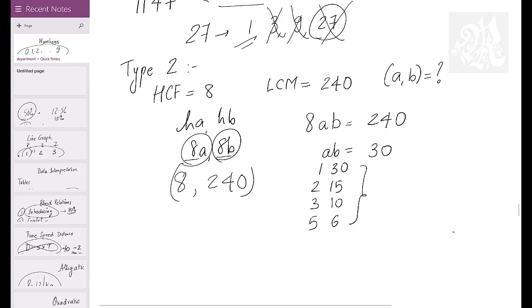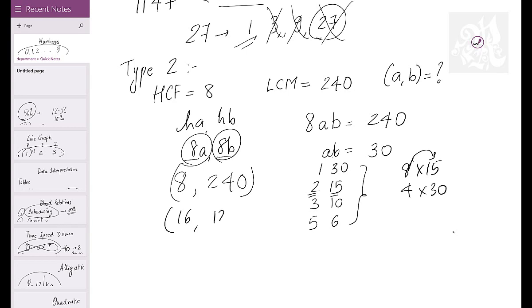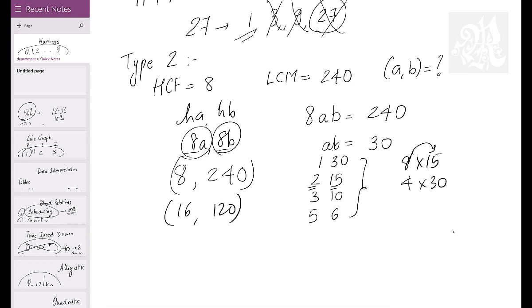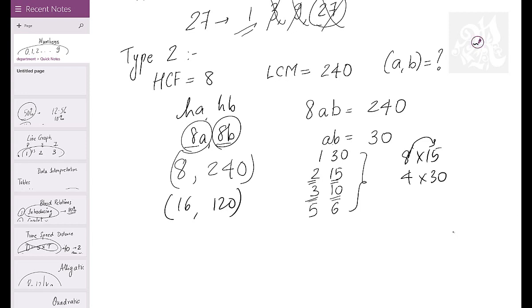How do you get the next pair? A is 2 and B is 15. What is 8 2s? 16. 8 15s? Difficult, right? It's going to be 8 into 15. Push the 2 inside, I told you. 4 into 30, 120. The third pair is 8 3s are 24 and 8 10s are 80. And the last pair is 8 5s are 40 and 8 6s are 48.